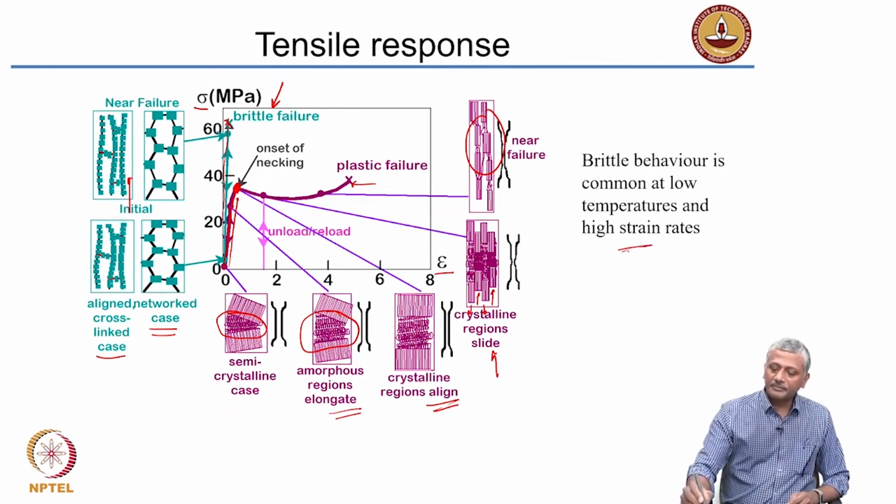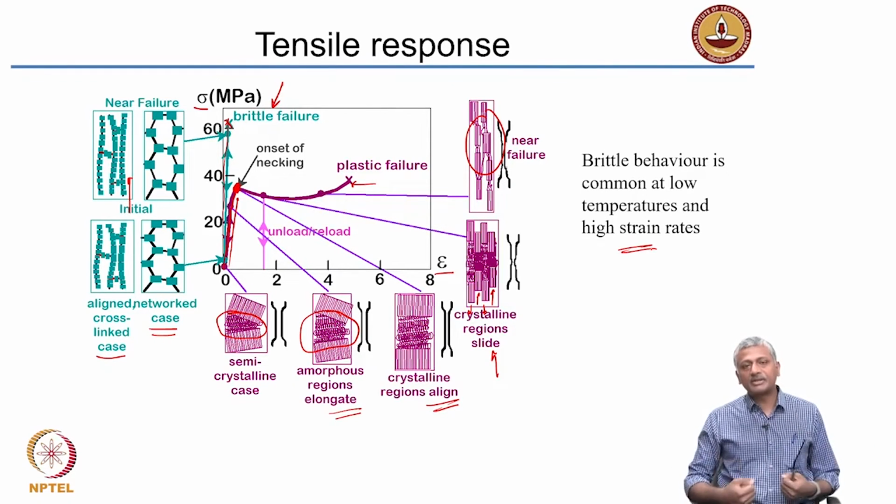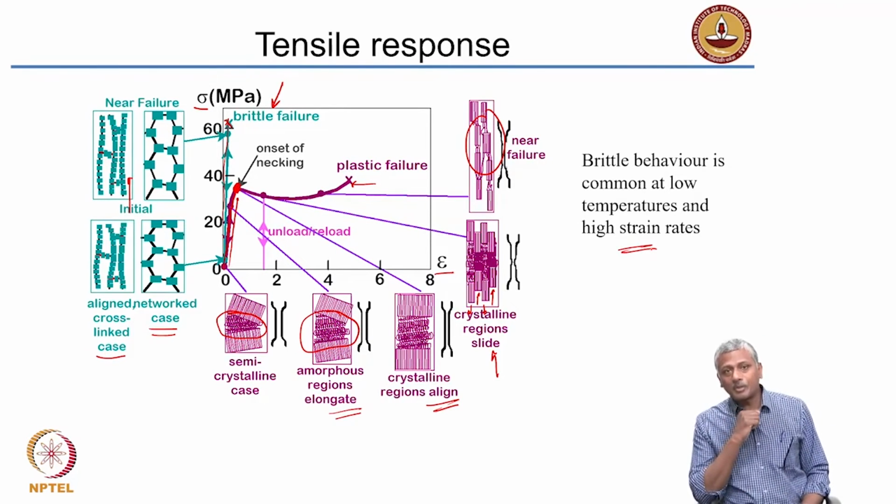Now, brittle behavior is common at low temperatures and high strain rates. Even a polymer that would otherwise exhibit plastic behavior, if you test it very fast, will exhibit brittle behavior. A polymer that is still flowable, if you test it at very low temperature, becomes hard and rigid enough that it starts exhibiting brittle behavior. And this is a problem.